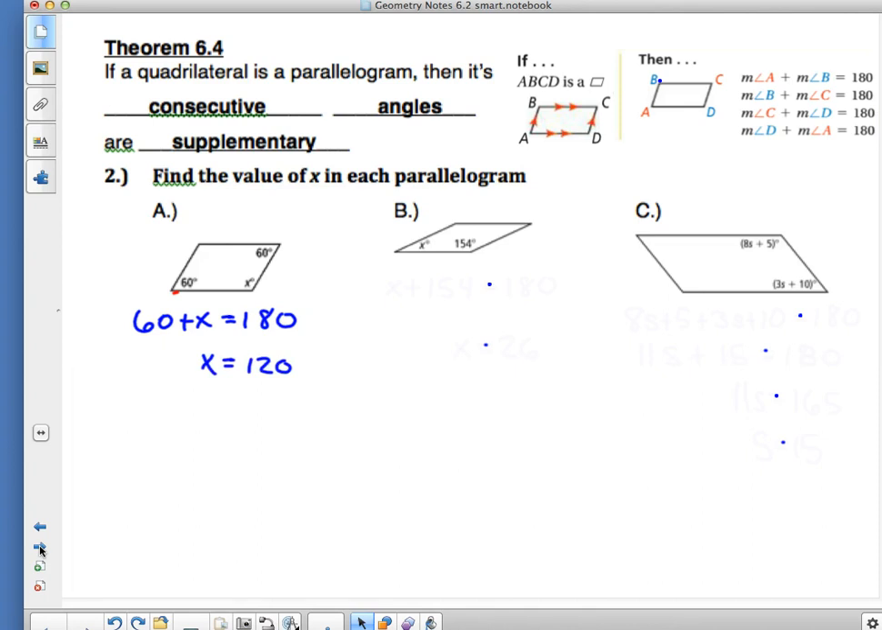Your turn, do B and C, please. Okay, do B and C. Same relationship, just the practice.